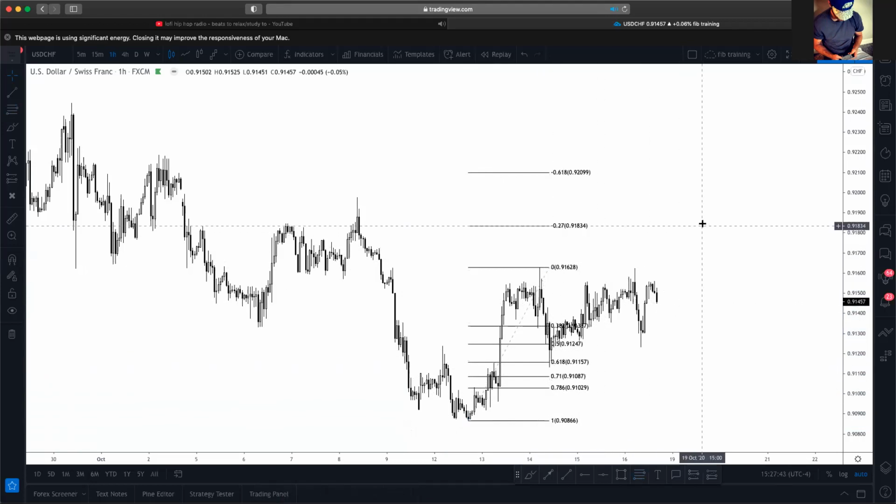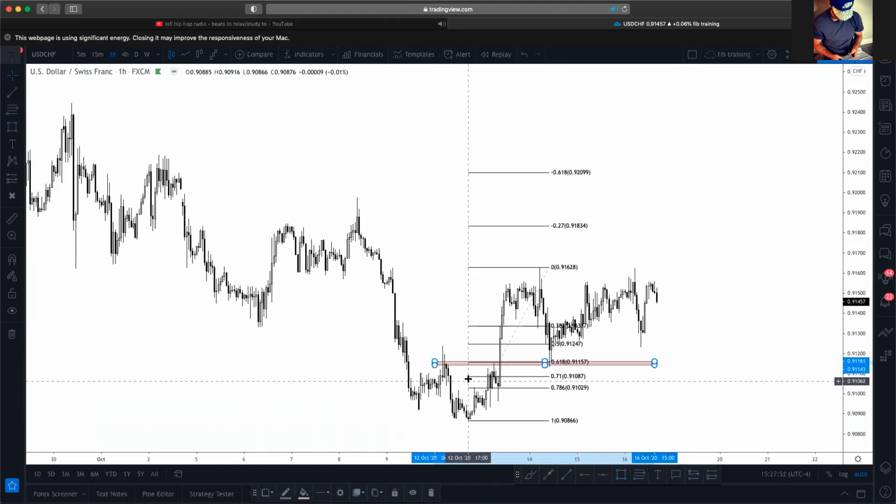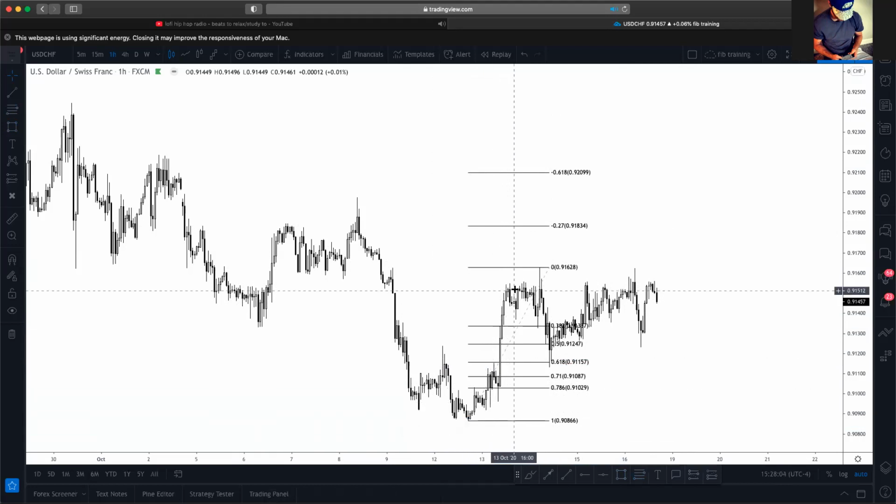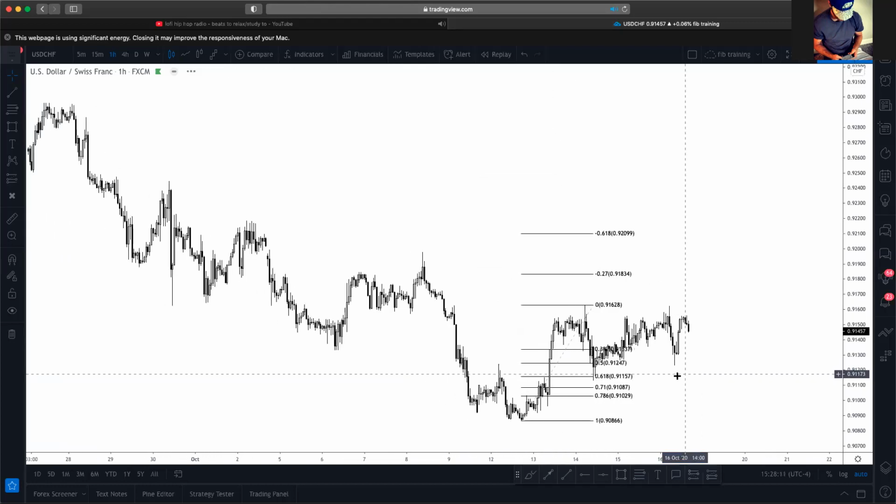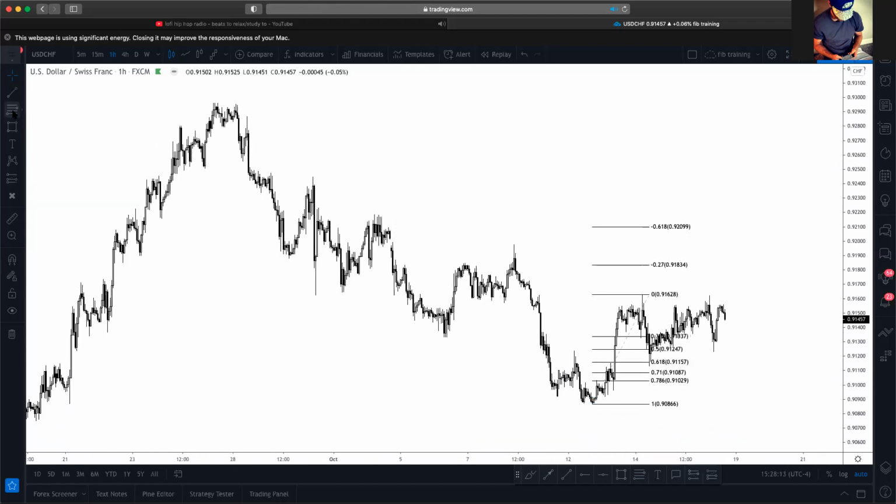Now it hasn't finished the extension yet, but look where structure was. We had previous rejection here, and then when we broke through, we came back, retested it, and it would have been a limit order. It would have had to be a limit order, or else you wouldn't have gotten in it. And that's what I'm saying. Whenever you see the impulsive move and it comes back and it lines up with structure, that's a really good setup. Okay, and it happens over and over.